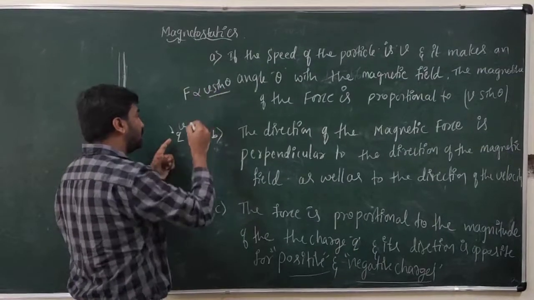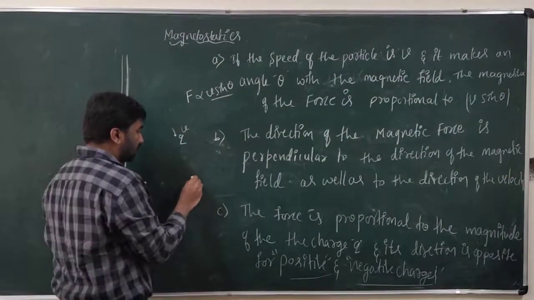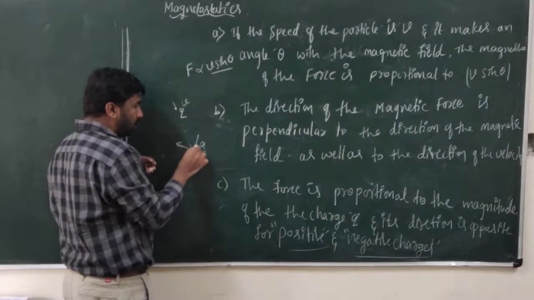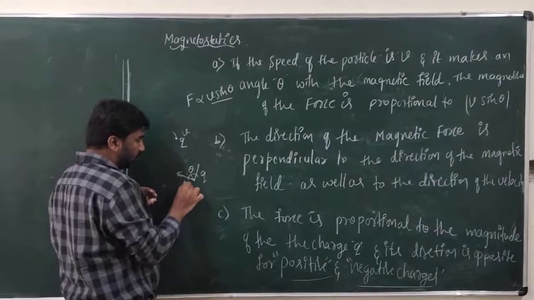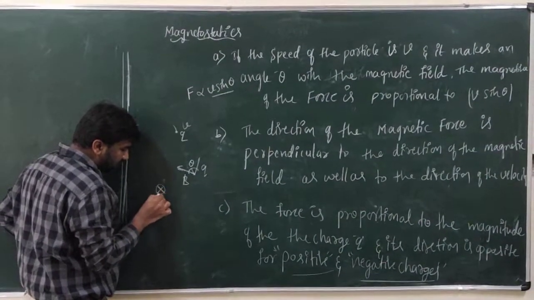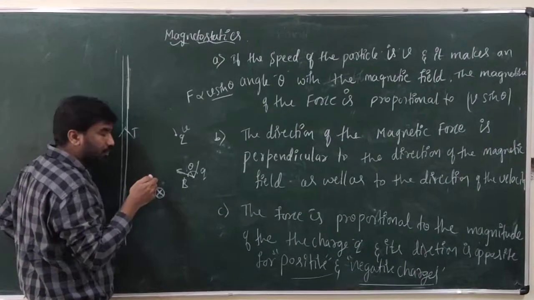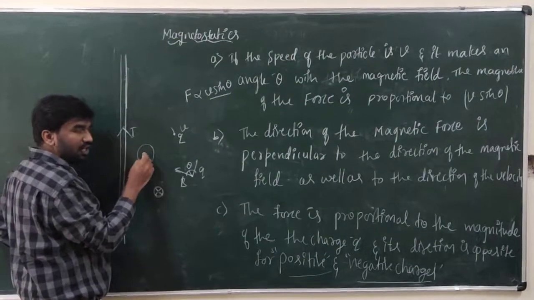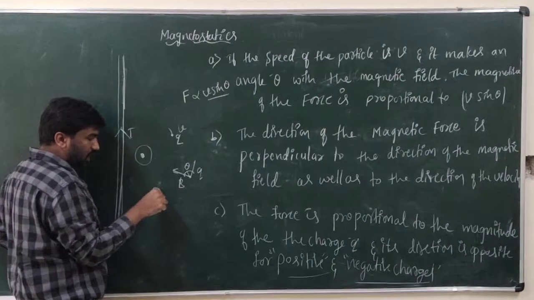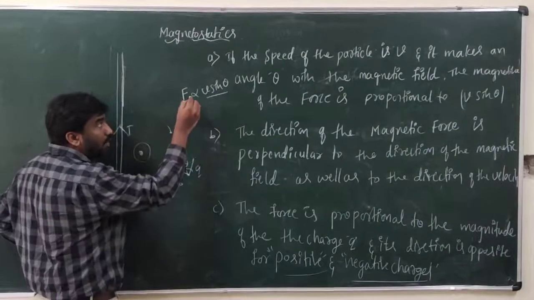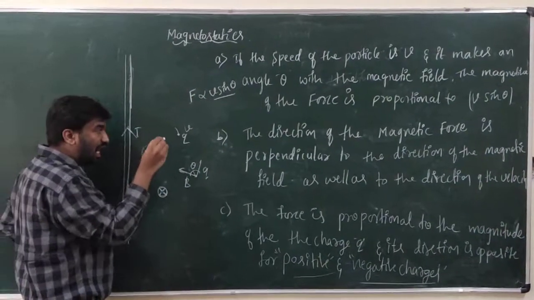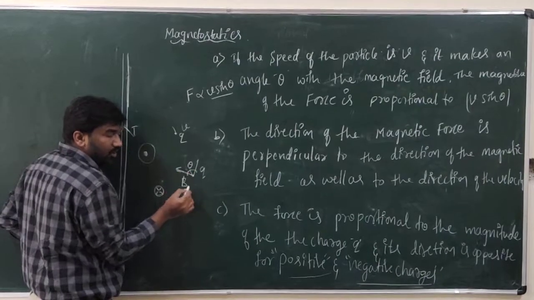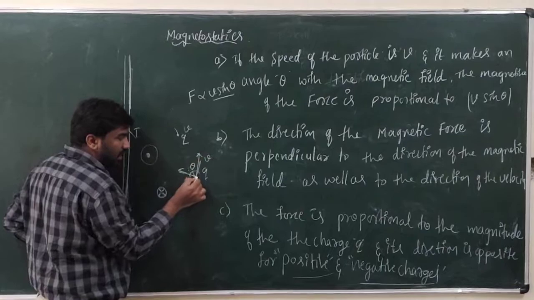It depends on the velocity of the charged particle and also on the angle theta that this test charge Q makes with the magnetic field B. This is theta, and suppose this is B. If I write a cross like this, it indicates that the magnetic field is into the board. If I write a dot with a circle around it, then the magnetic field is out of the board. Here the magnetic field is into the board. The magnitude of this magnetic force on this charge is directly proportional to the angle theta between the velocity of the particle and the magnetic field.